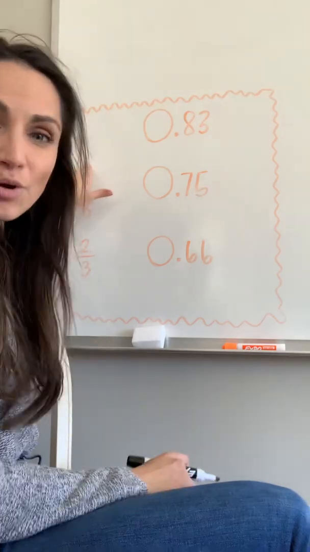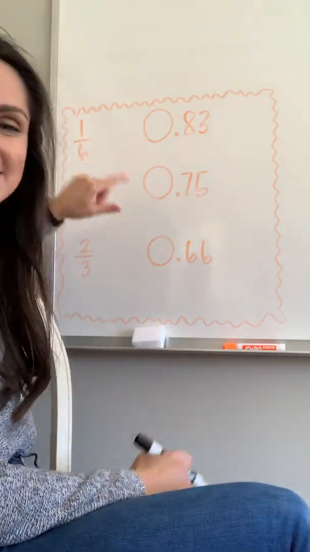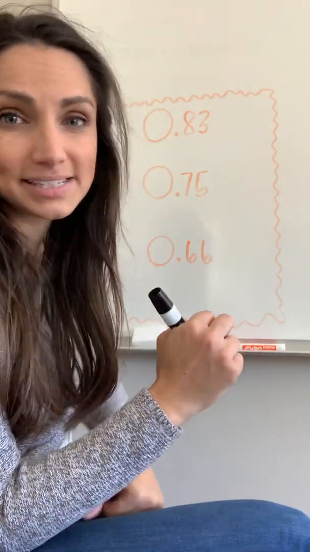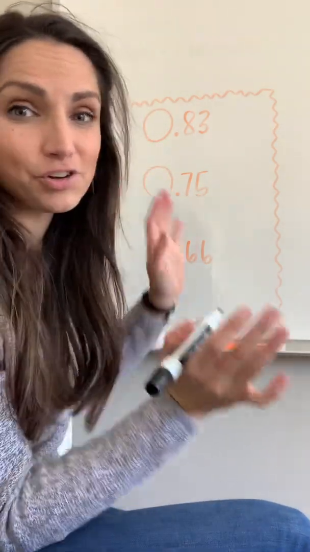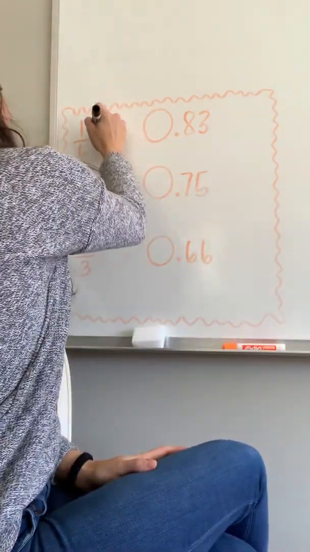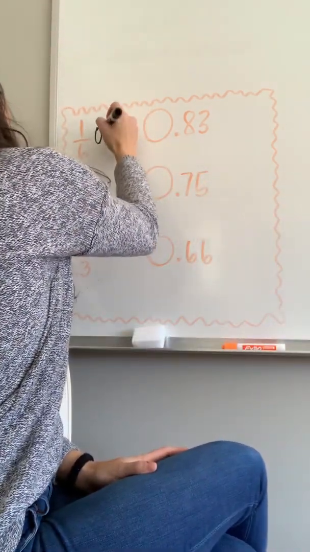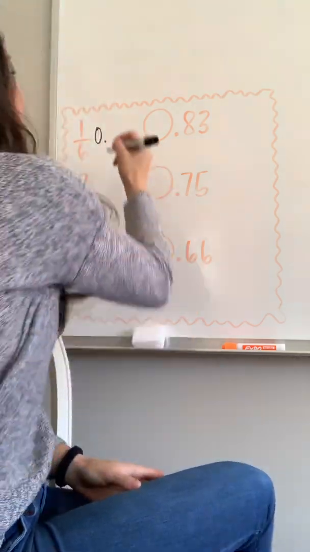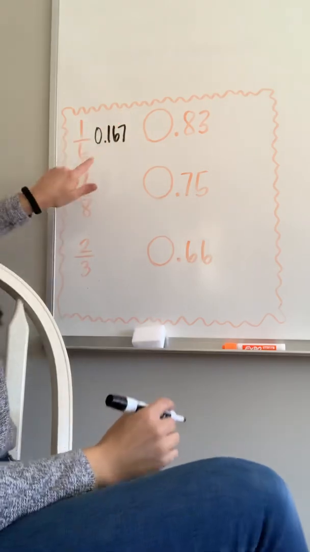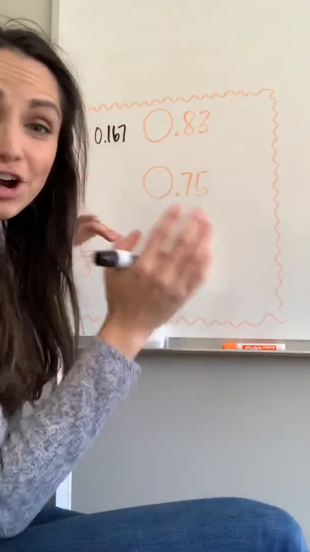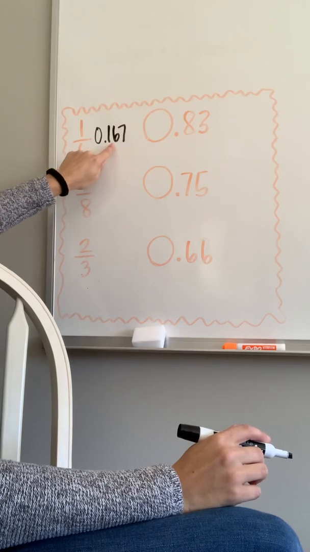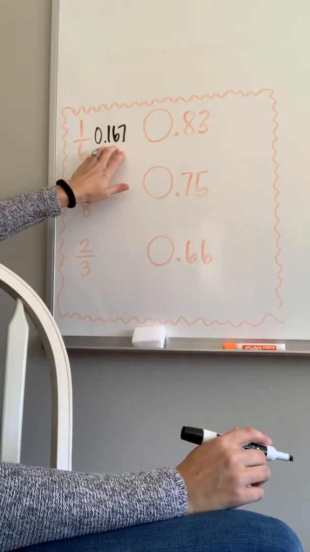So I have 1/6. 1/6 is actually 1 divided by 6. That's what it's telling you to do. So you grab a calculator and do 1 divided by 6. You'll find out that the answer is 0.167. So these two values are equal. 1/6 equals 0.167. Good to know. This is what the value is.